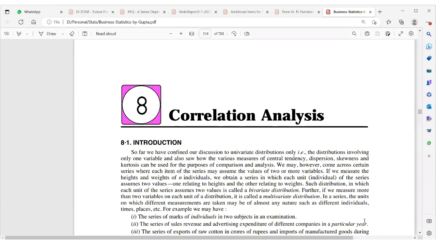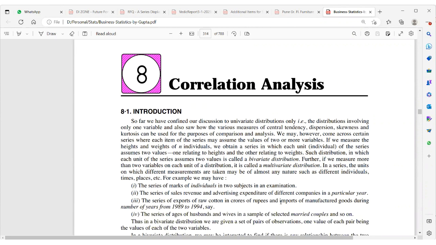See, the next chapter is correlation analysis, right? So what is correlation analysis? Correlation is a relationship between two variables. If there are two series, then the relationship between the two series is called the correlation. This is the most important topic. Probably one question may come from this topic, correlation, right? So this is a very important topic.